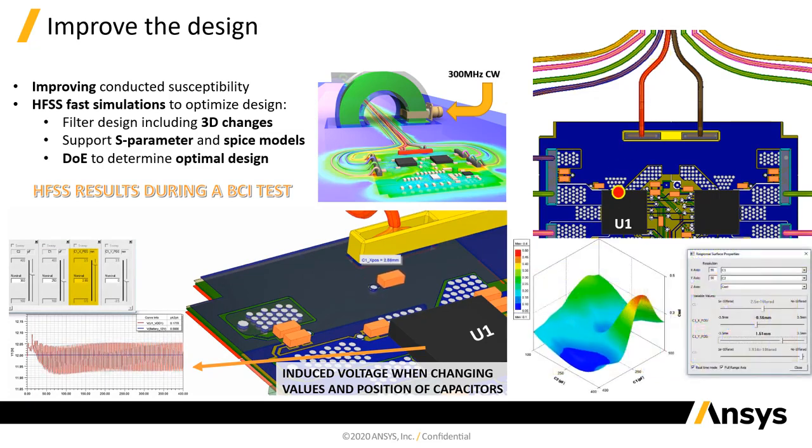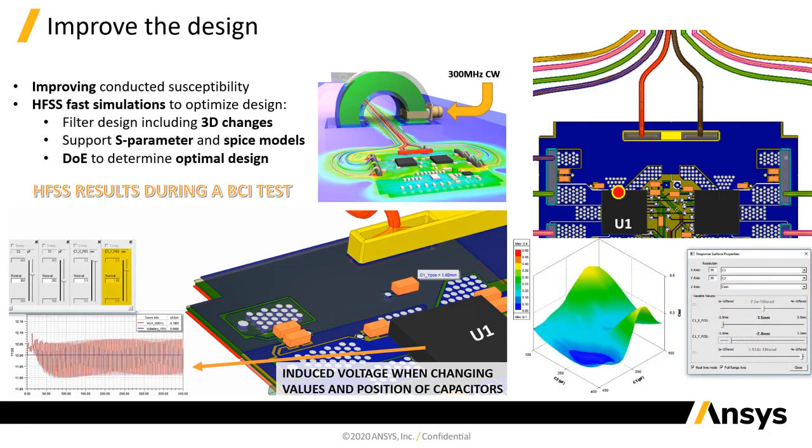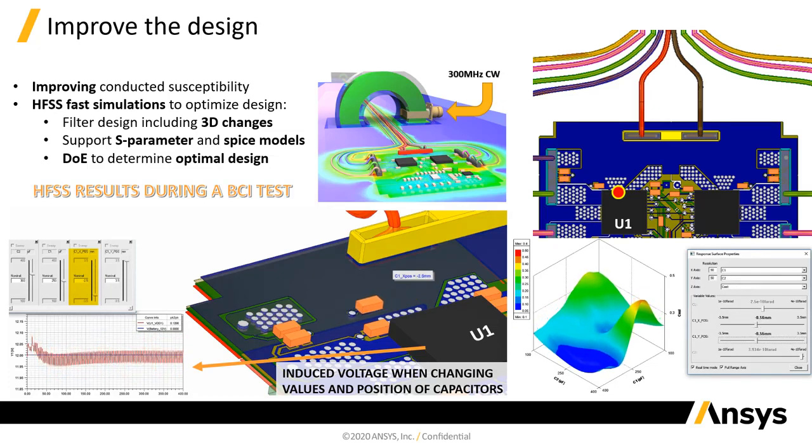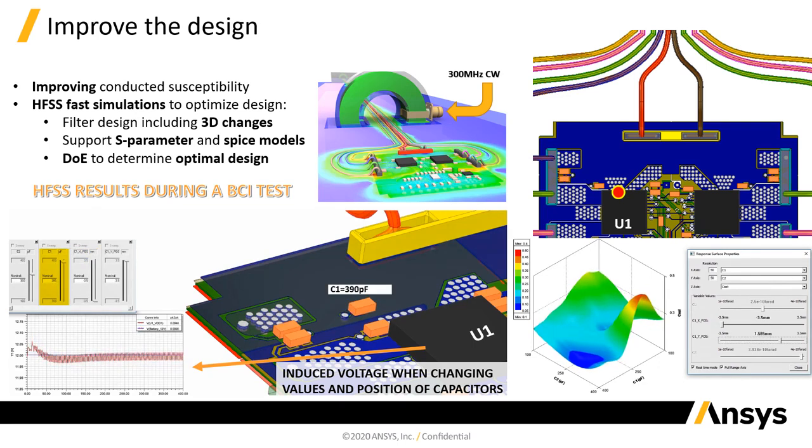And HFSS leverages high performance computer technology, so all of these variations can be solved in parallel, and they're really fast. We can end up with a design of experiment response surface, just like what we see here on the right side. So we can change the capacitor 1 position both on Y and X axis, and we can see the best values for both capacitors C1 and C2 that will suppress that noise.